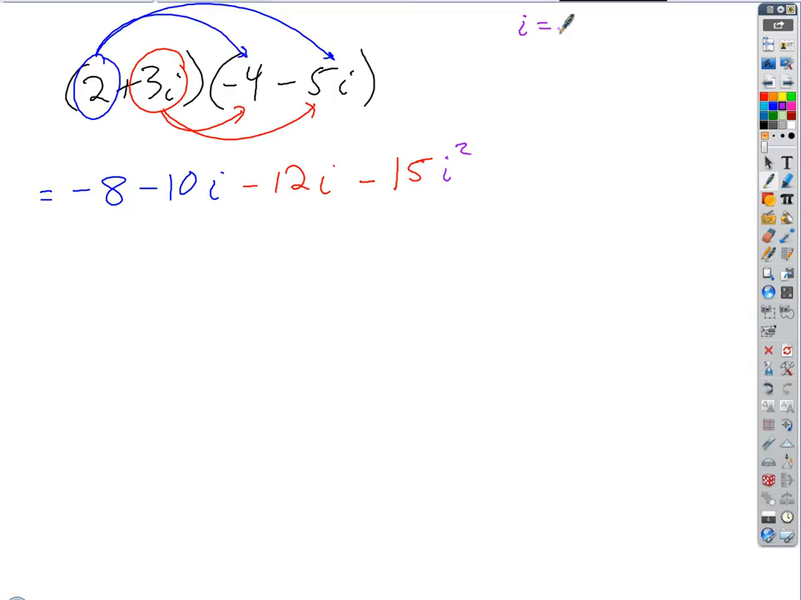Okay, so what is i equal to? If we had something like the square root of negative 15, we would write that as the square root of 15 times i. It's the square root of negative 1, right? Negative 15 is just negative 1 times 15, so that negative 1 comes out front and becomes the i. So i is just equal to the square root of negative 1.